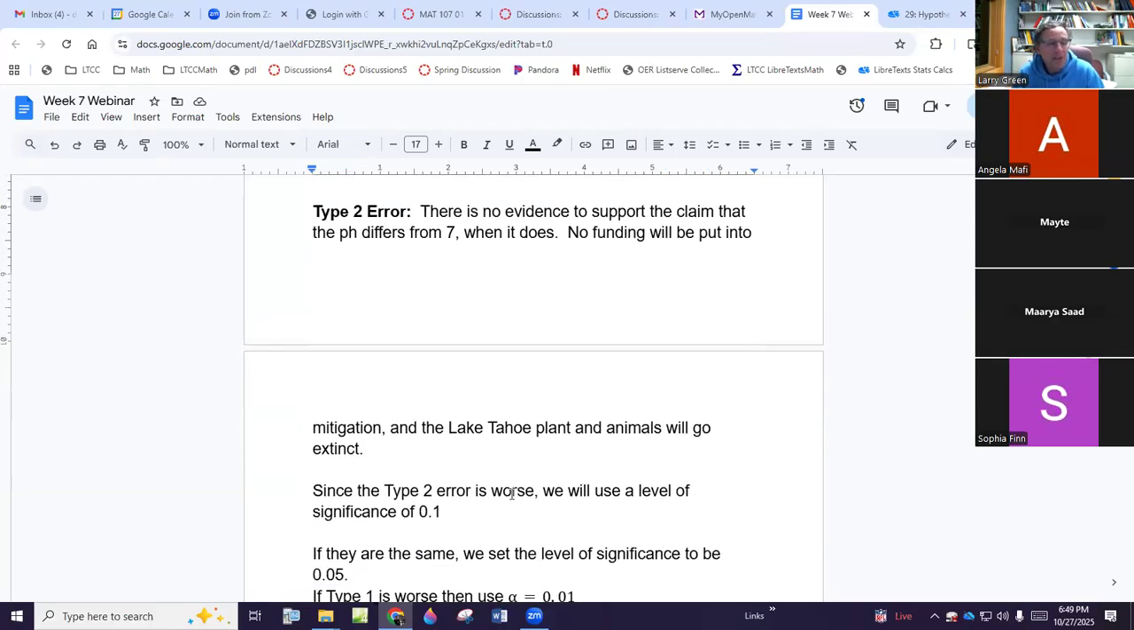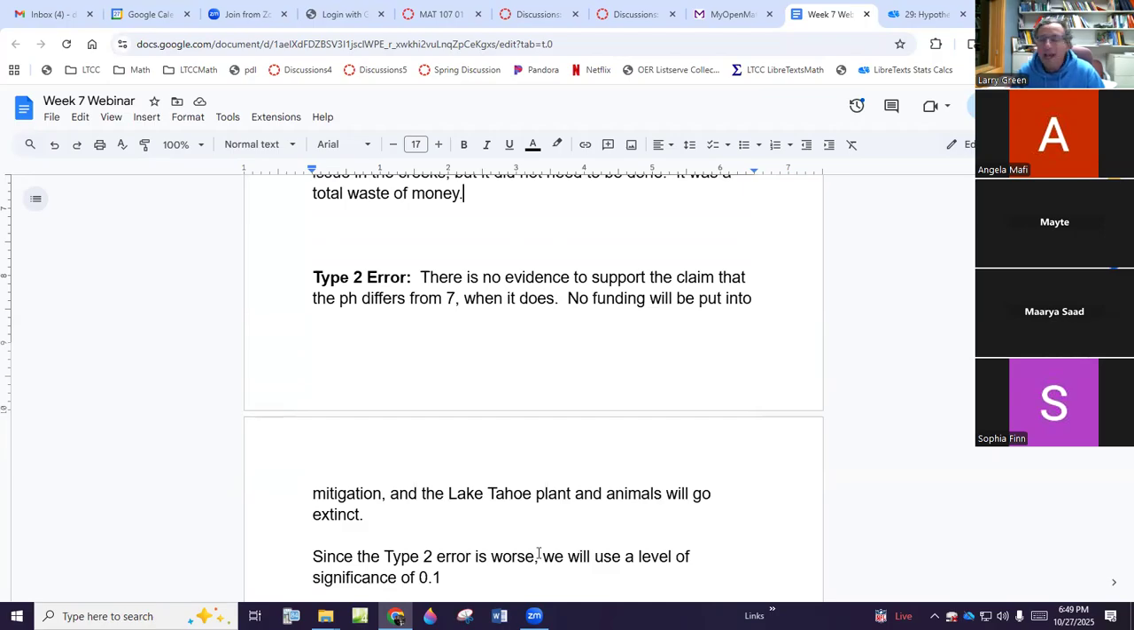So with the type 2 error being worse, that means we're going to use a 10% level of significance, because that means we're going to let the type 1 error have a bigger chance, so the type 2 error has a smaller chance. And remember, the level of significance is the probability of a type 1 error. So we're going to use the bigger number.